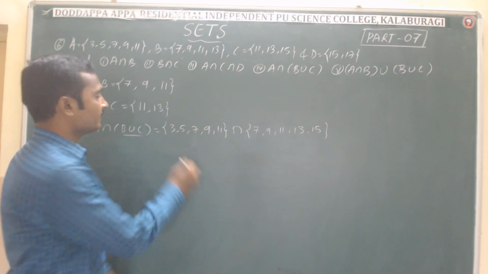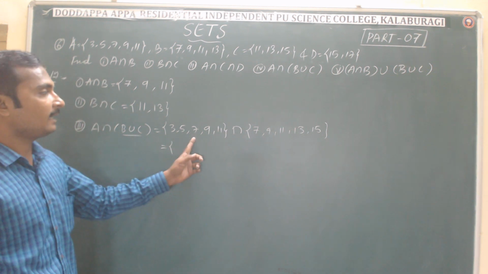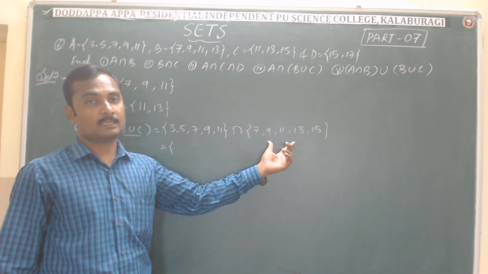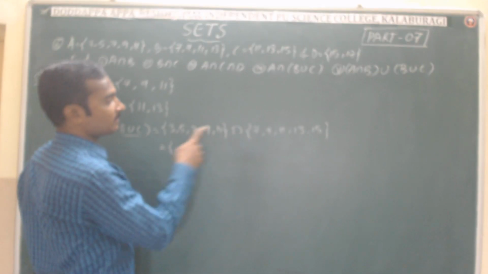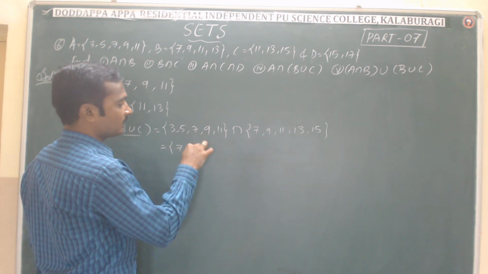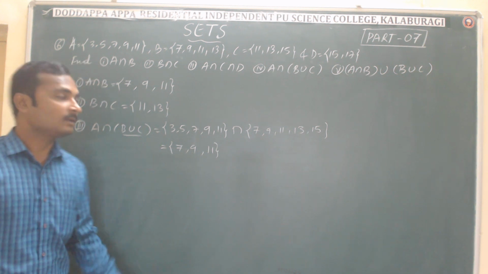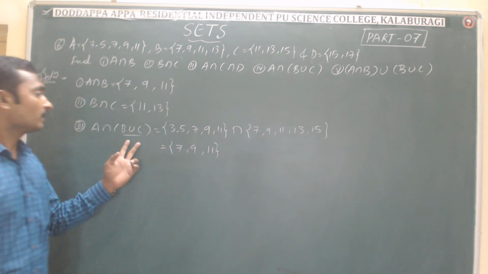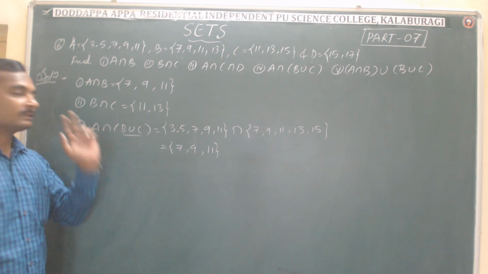So let us find the intersection of these two sets. What are the common elements of these two sets? This is set A, this is the set B union C. 3 is not present in both the sets, 5 is not present in both the sets, 7 is present in both the sets, 9 is present in both the sets, 11 is present in both the sets. So 7, 9, 11 are the common elements of the B union C and the set A.